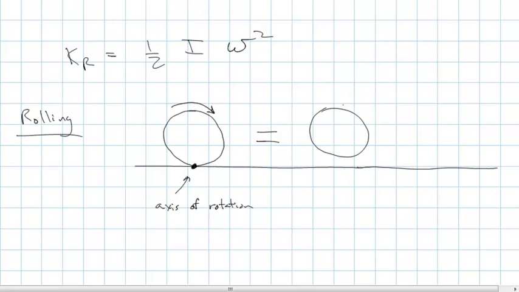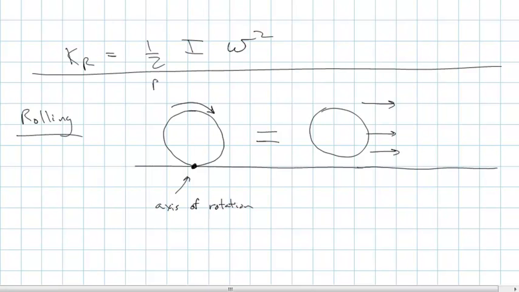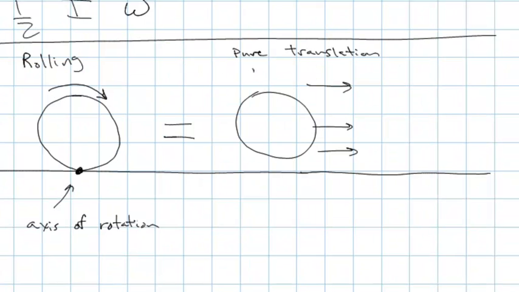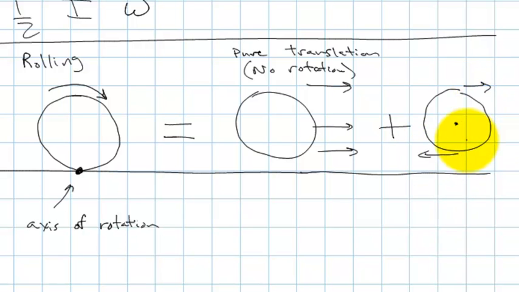One that's pure translation. So this is rolling, and this is pure translation, no rotation. Plus the object spinning about its center of mass. Pure rotation, no translation. Instead of viewing something as rolling, which is a little complicated, we can break it up and say it's the same as if the entire object was moving without rotating, plus the object rotating without moving.